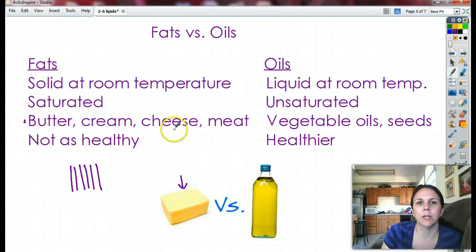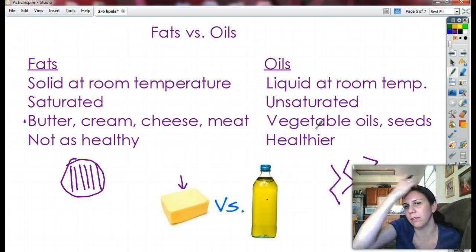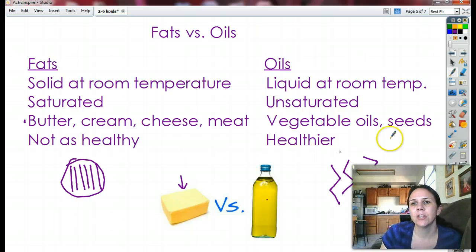Things like butter, cream, cheese, and certain meats are fat, and they're not as healthy, as opposed to oils, which are liquid at room temperature because they're mostly unsaturated. So what happens is, since the tails are all kind of crazy going in all sorts of different directions, they can't line up nice and tight and closely packed, and so that prevents them from solidifying, and so they stay liquid. These are relatively healthier for you because these are the ones that are found in vegetable oils and seeds, like olive oil and canola oil, things like that.